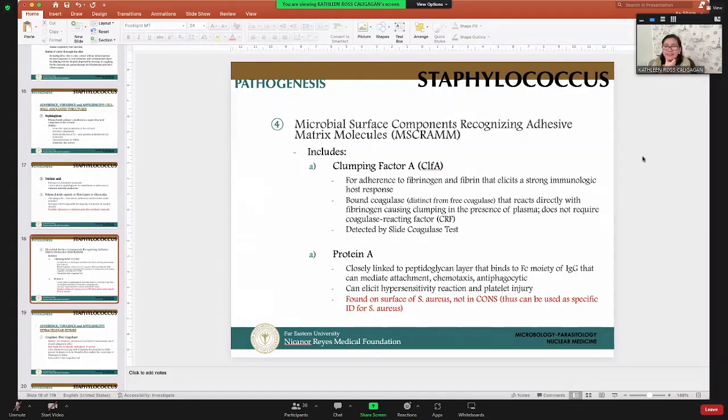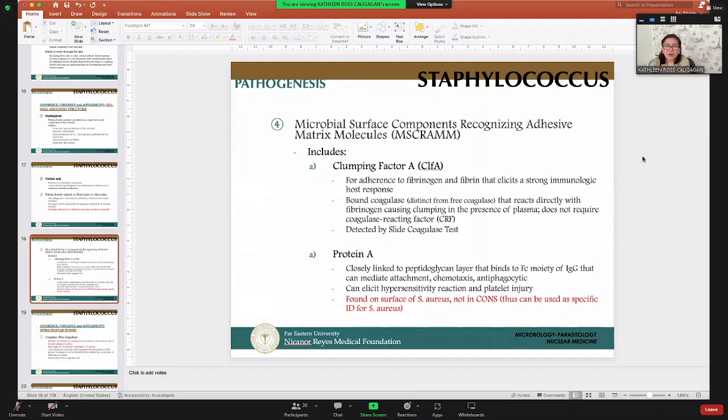Adherence that can elicit a strong immunologic host response. There are two types of coagulase enzyme, the bound coagulase and the free coagulase. For the bound, the clumping factor, the main enzyme responsible is the bound coagulase enzyme. It is detected by a slide coagulase test. It reacts directly with fibrinogen, causing clumping in the presence of plasma. It does not require coagulase reacting factor, unlike the free coagulase enzyme.